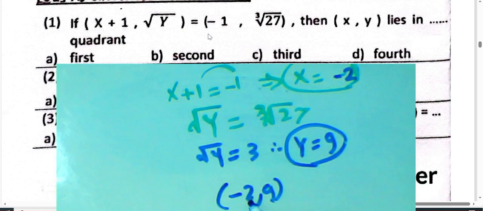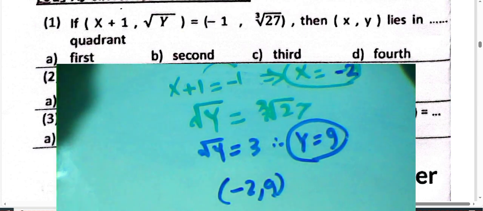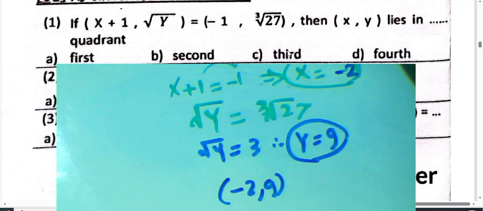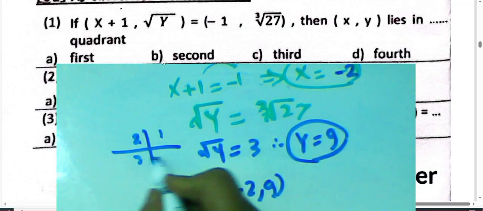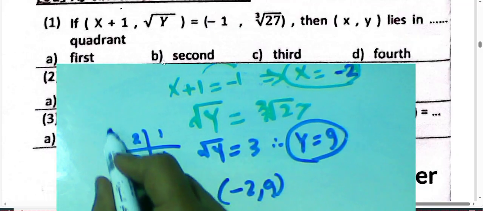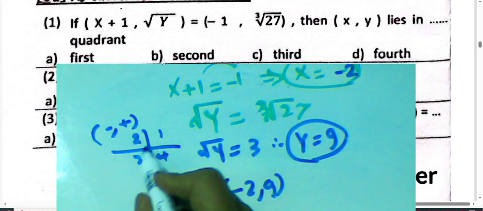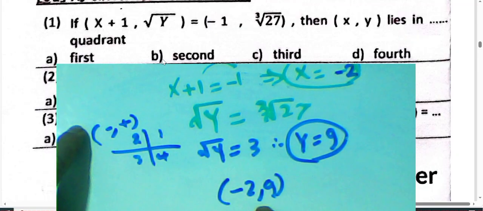The sign here is negative and the second is positive. Negative and positive will be in the second quadrant. Look at the first quadrant, second, third, fourth quadrant. The sign here will be negative and positive, so it will be in the second quadrant. Choose letter B.